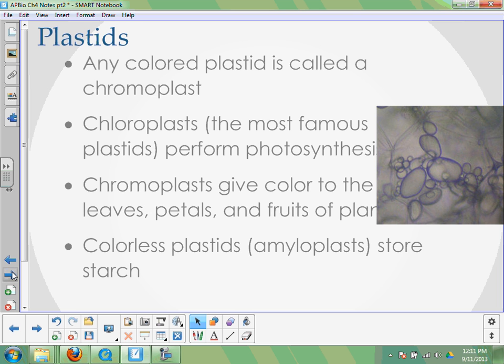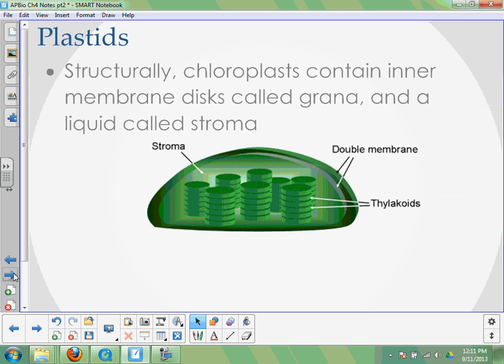We tend to find amyloplasts in things like the inside of a potato. These are actually some potato cells we're seeing here. The cell is the larger structure, and inside you can see those amyloplasts storing the starch. And so inside plants that store a lot of food, we'll find a lot of amyloplasts.